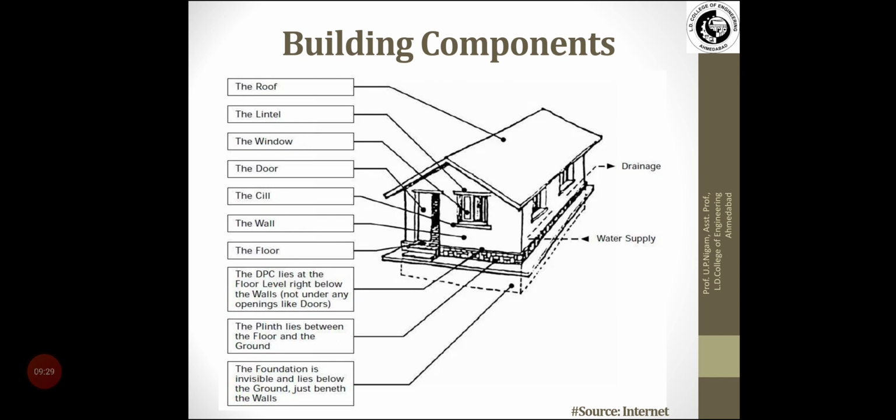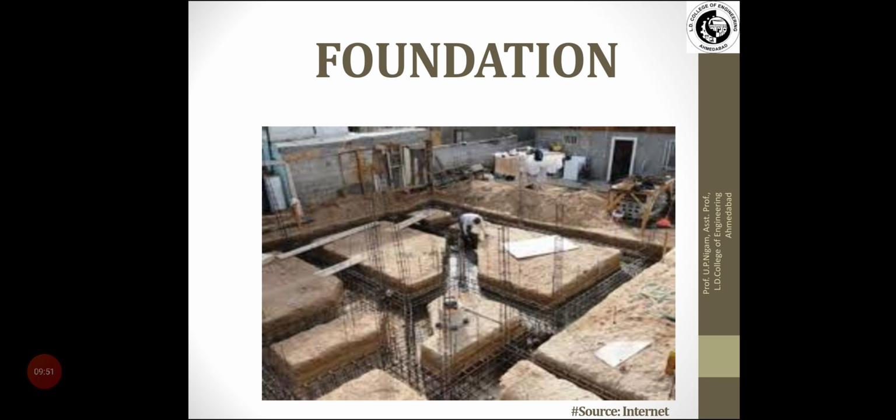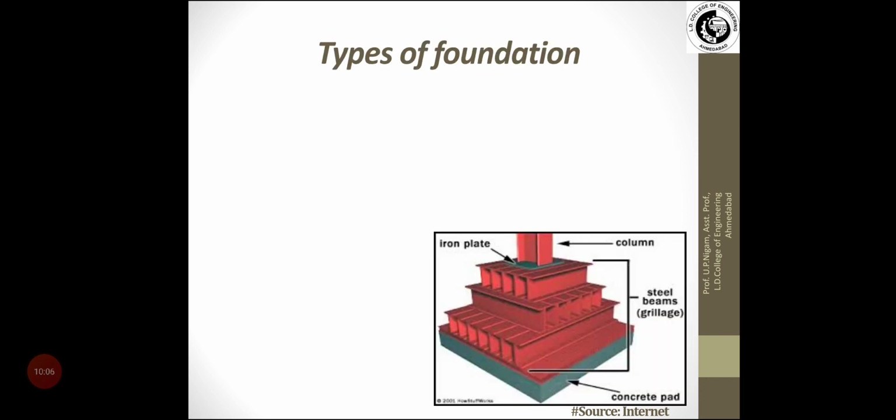Then of course after this the floor is there, walls, sill, door, window, lantern, and roof. Water supply and drainage facilities are also provided. So these are the basic building components provided in a building. The foundation is the substructure which carries all the superimposed live loads and dead loads occurring in a structure. It is the most important building block among the building components. So what are the different types of foundations?